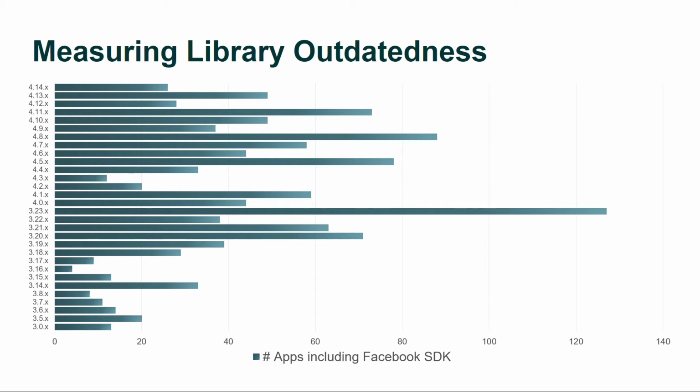And by measuring the outdatedness, we can also check for library versions with known security vulnerabilities. So in version 3.15 of the Facebook SDK, there has been a severe account hijacking vulnerability. And as you can see, even in the most current version of these top apps, there's still a significant number that includes this vulnerable third-party code.